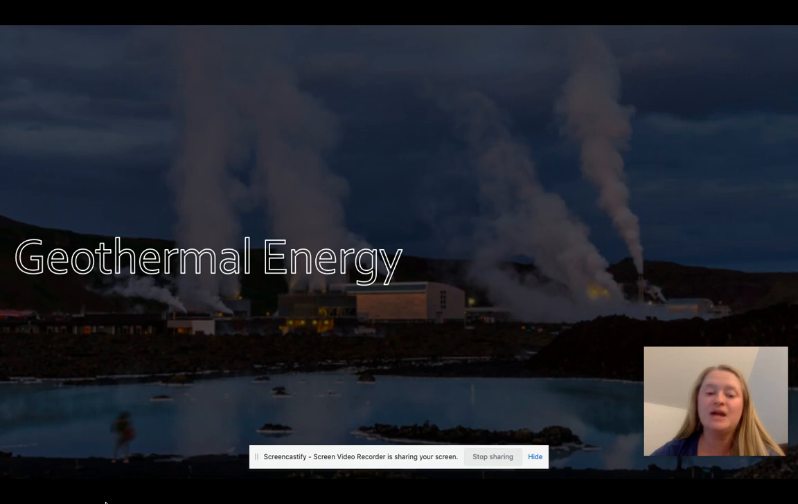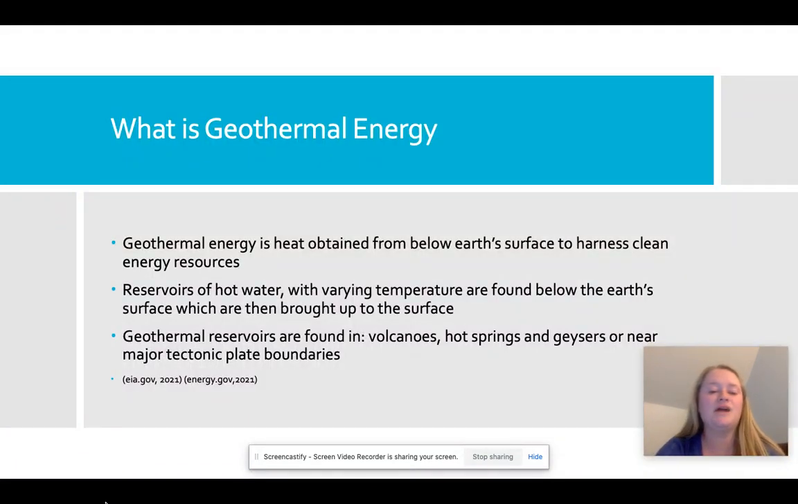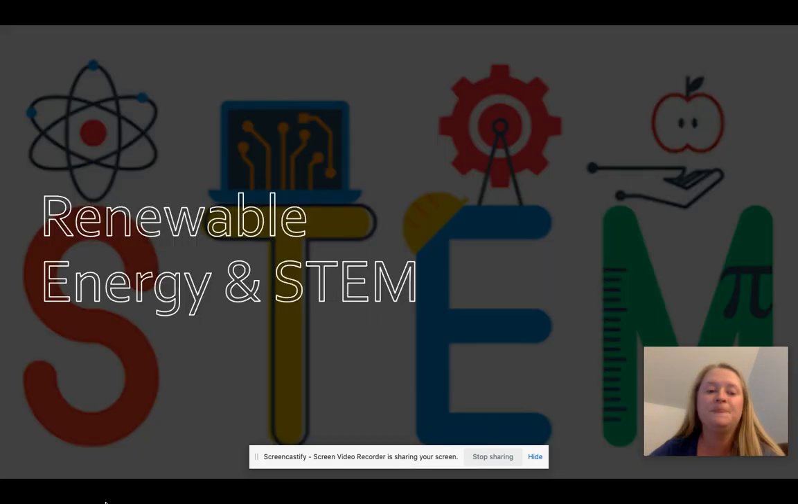Next, we have geothermal energy. Geothermal energy is heat obtained from below Earth's surface to harness clean energy resources. Reservoirs of hot water with varying temperatures are found below the Earth's surface, which are then brought up to the surface. Geothermal reservoirs are found in volcanoes, hot springs, and geysers or near major tectonic plate boundaries. When the water comes up to the source, they use that heat to provide energy.